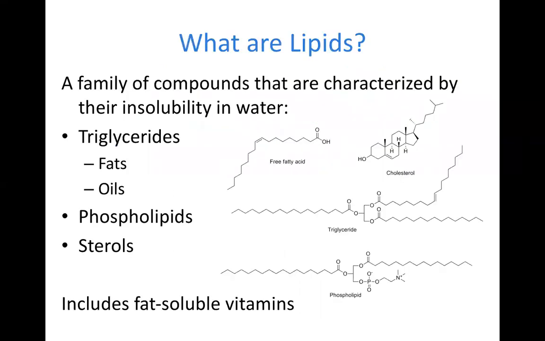So what exactly are lipids? A lot of times we say that lipids are fats, but they actually include more than fats. So they include the triglycerides, which are made up of fats and oils, phospholipids, which help support cell membranes, and sterols. And they also include the fat-soluble vitamins. So we're going to talk about all these things coming up. We're actually going to highlight the fat-soluble vitamins in their own chapter later on in the semester.